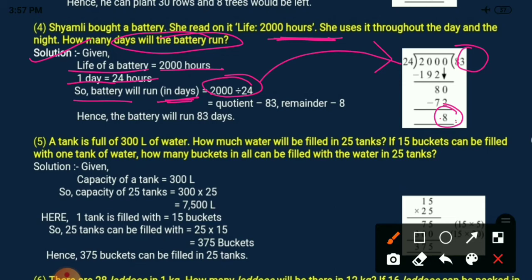So 8 will be 8 hours. Why? Because it's a part of dividend, which is 2000, and 2000 is hours. So 8 will be also hours. So 8 hours more, and number of days will be 83. So write hence the battery will run 83 days.